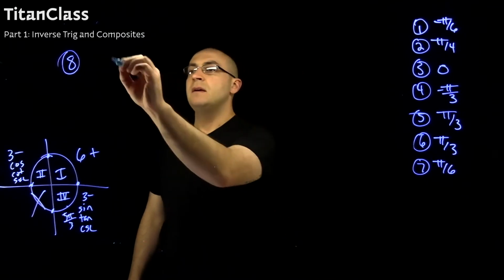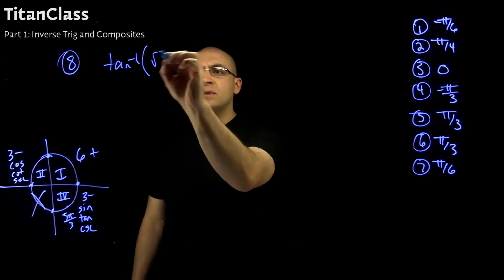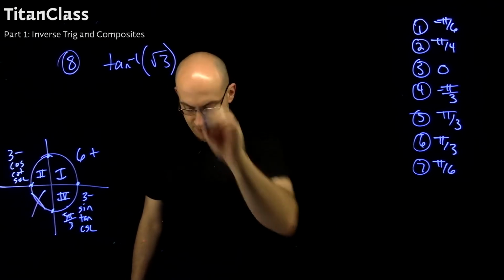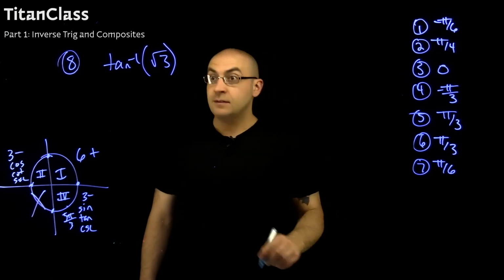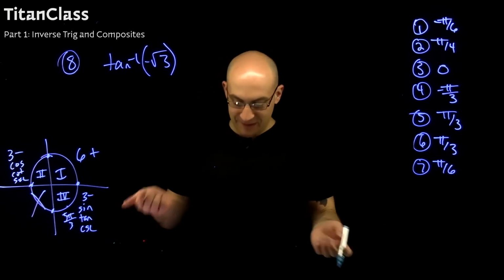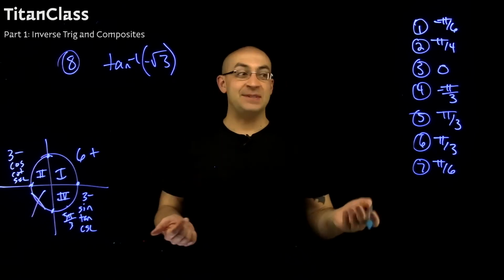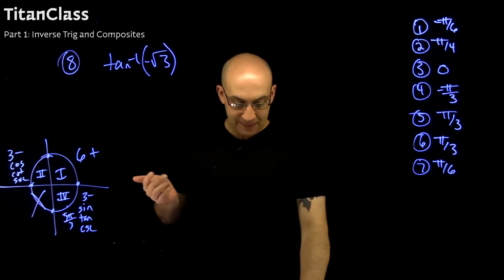Okay, number 8. Inverse tangent of the square root of 3. I feel like we did this one already. Yeah, we did, because this one's negative. Okay, so this one's just the opposite of number 6, literally the opposite of number 6.